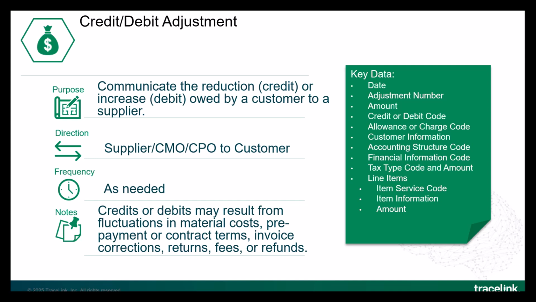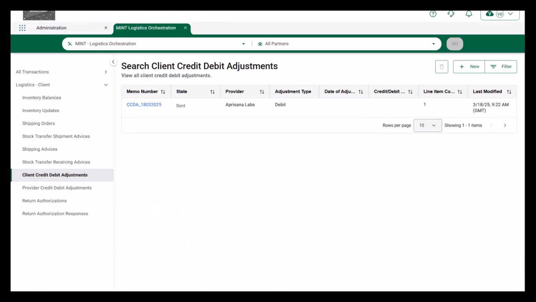This electronic document allows you to adjust pricing discrepancies, account for returns or allowances, apply rebates or discounts, correct freight or handling charges. Here's how it works. The client kicks off the process by initiating a credit debit adjustment with all the supporting details. The provider then receives the request, reviews the information, processes the adjustment, and responds, accepting or rejecting it. Here's an example of the client credit debit adjustments.